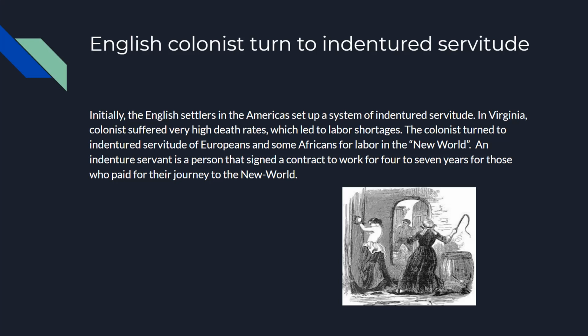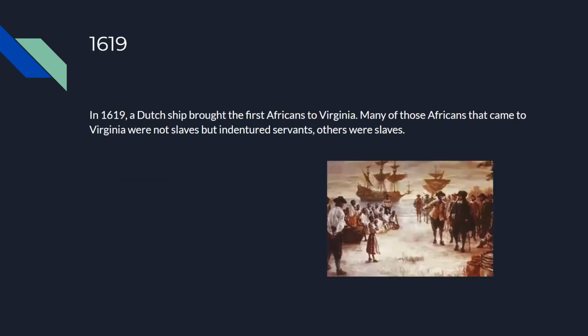Those people basically wanted to come to the New World, and in order to pay for their stay in the New World, they became indentured servants. Also, there were some Africans that came from Europe who were also indentured servants. In 1619, when the Africans touched down in the Americas, not all of them were slaves.